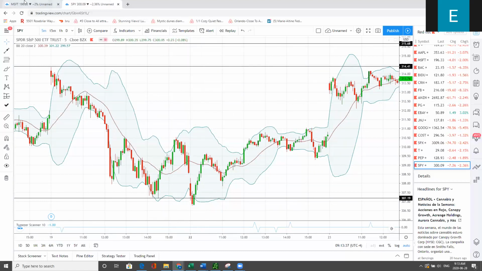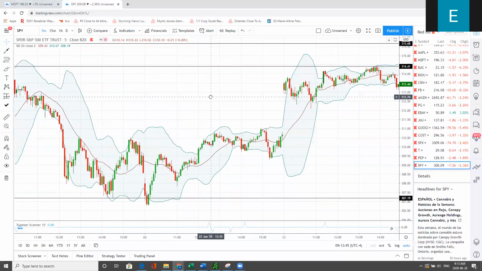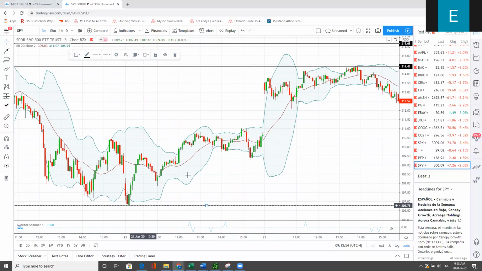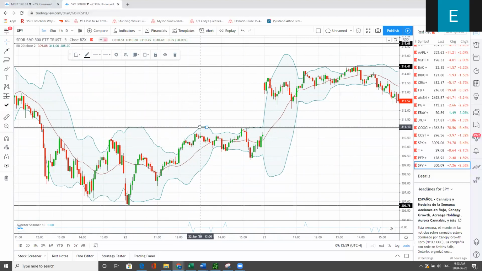So now let's move on to the second type of day, which is a gap up. So a gap up is when, like here on Tuesday, where we gap up outside of the previous day's range. So let's draw the previous day's range now. So this would have been the low, and then I'm going to put the high. And as you can see, we gap up outside of that range.